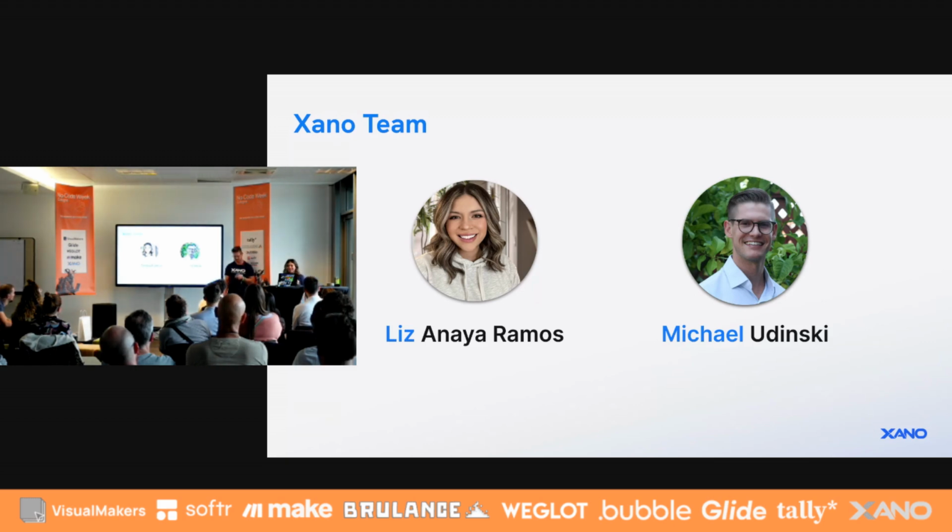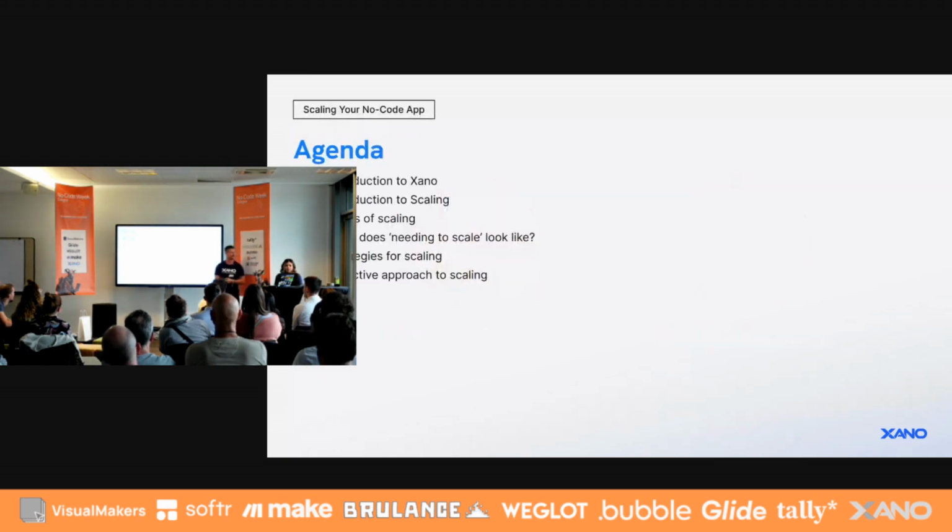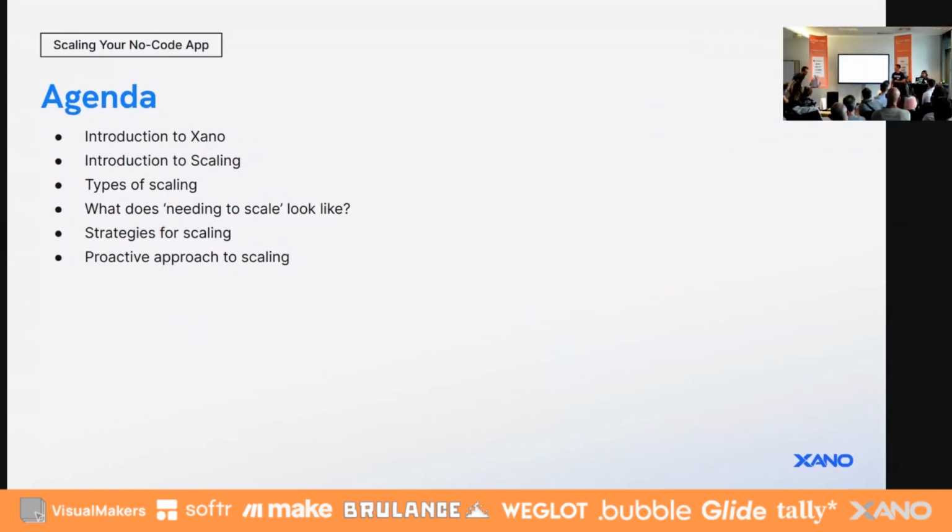to talk about scaling. So let's cover what the agenda is going to look like for today. We are going to be going over an introduction to Xano. We'll do an introduction to scaling as well for those of you who are not familiar. We'll talk about the different types of scaling as well. And we're going to dive into what needing to scale looks like. We're also going to talk about some of the strategies that you can use to scale both proactively and reactively.